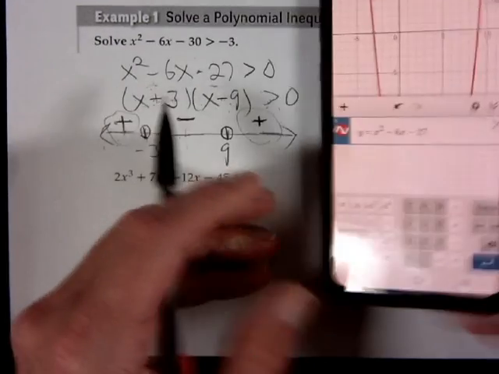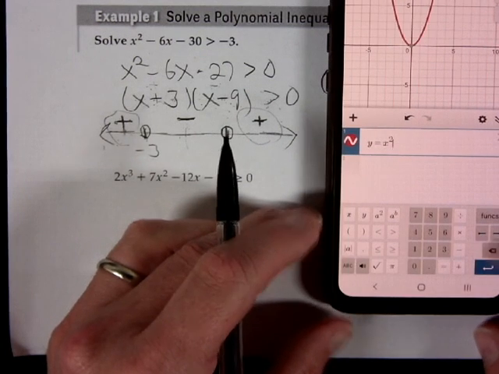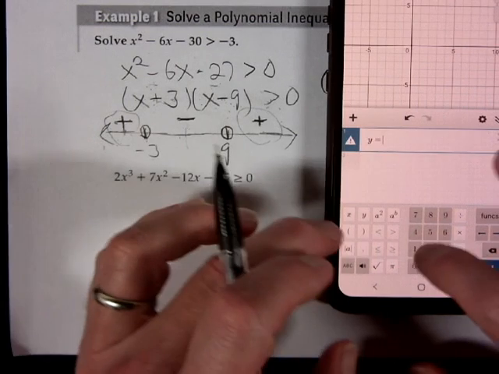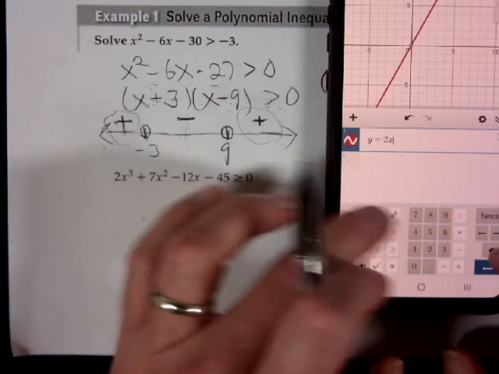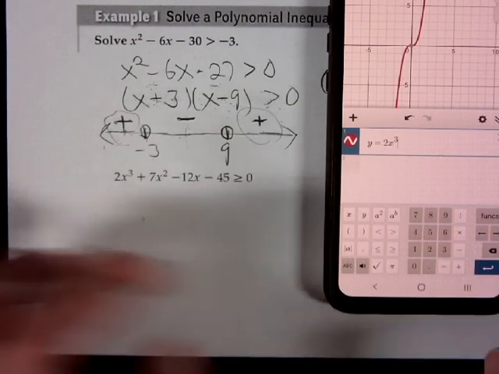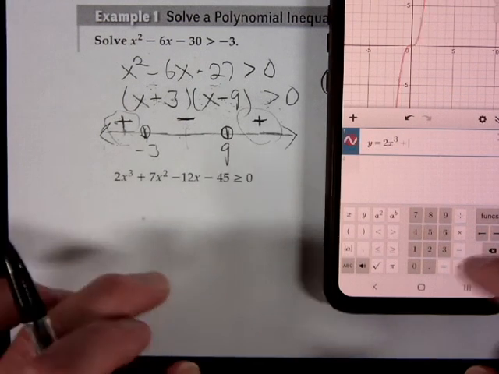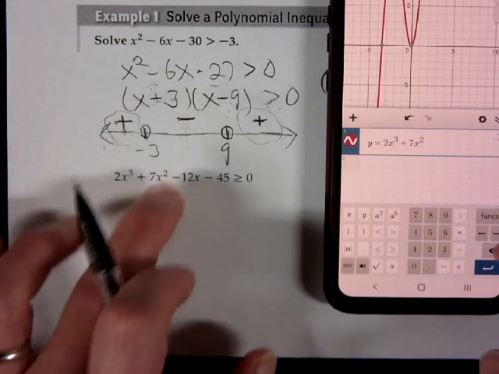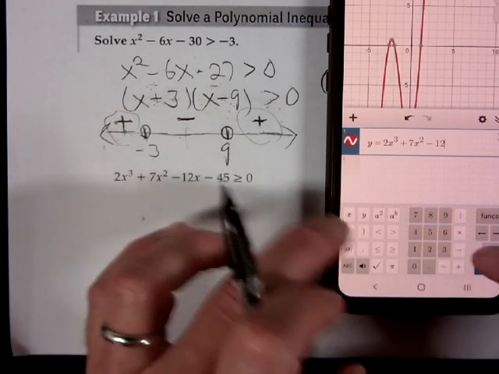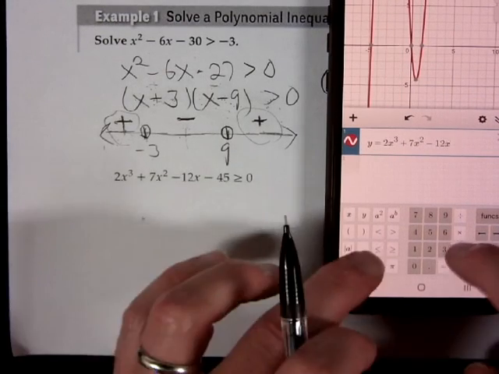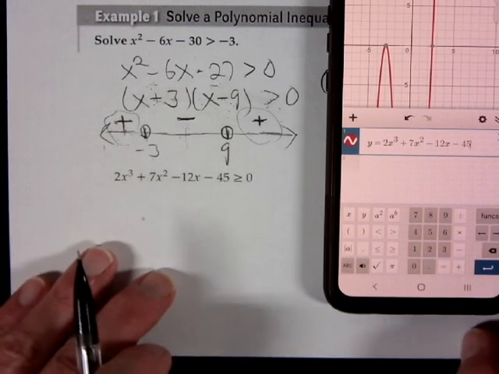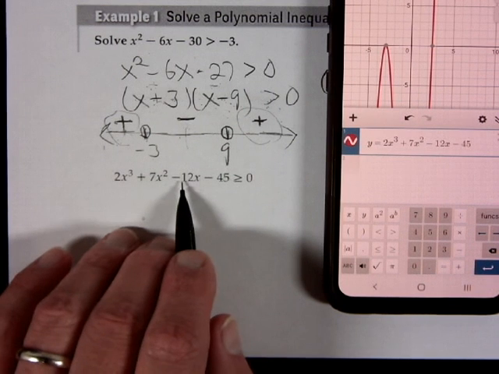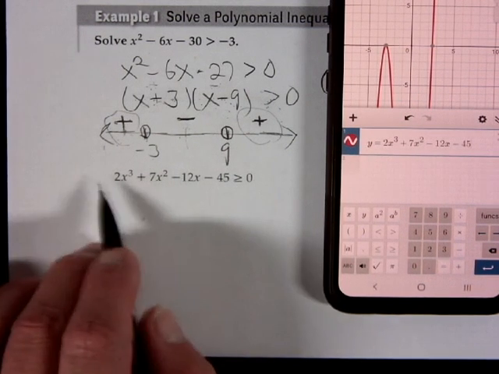So I'm going to jump back in here and I'm going to switch it to 2x to the third power plus 7x squared minus 12x minus 45. And so here is my graph. Let me double check, make sure I plugged everything in correctly. Okay, it looks like I have.